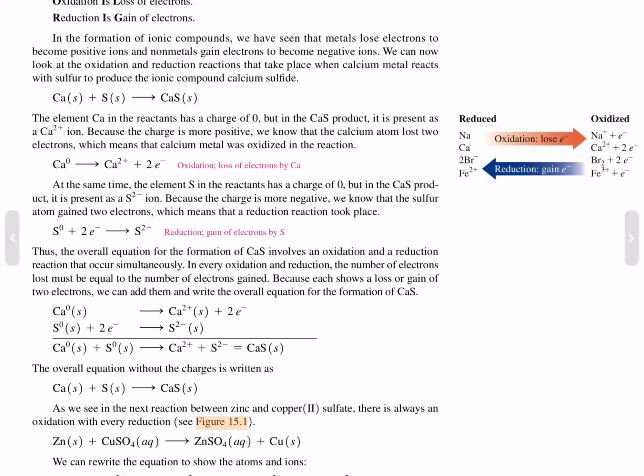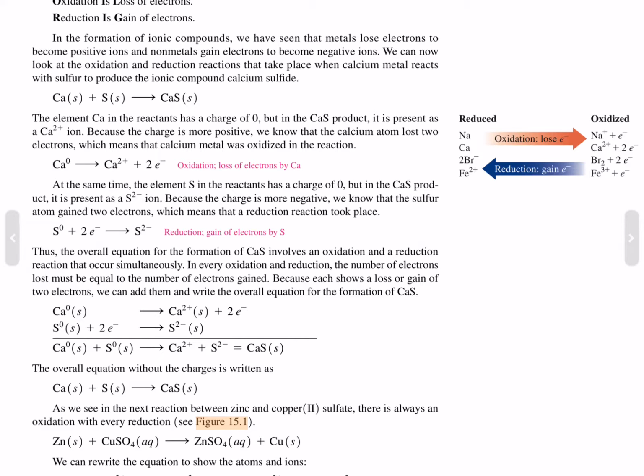At the same time, the element sulfur in the reaction has a charge of 0, but in the calcium sulfide product, it's present as a sulfide ion. Because the charge is more negative, we know that the sulfur atom gained 2 electrons, which means that a reduction reaction took place. Thus, the overall reaction for the formation of calcium sulfide involves an oxidation and a reduction reaction that occur simultaneously. In every oxidation and reduction, the number of electrons lost must be equal to the number of electrons gained.